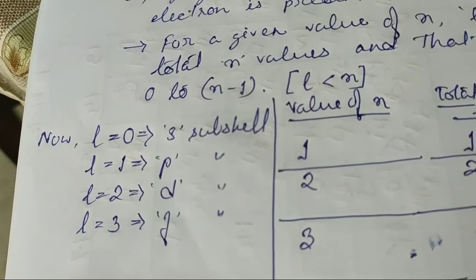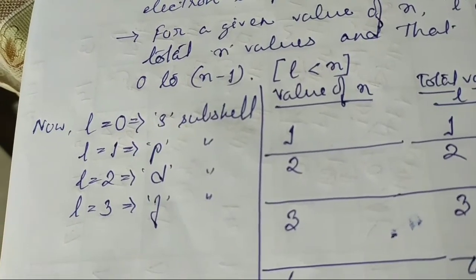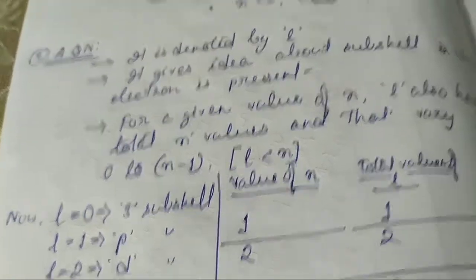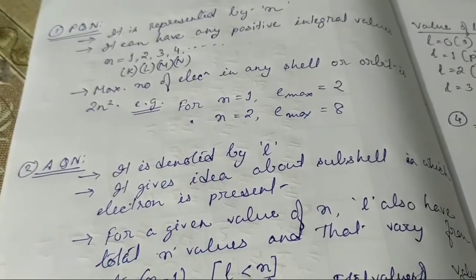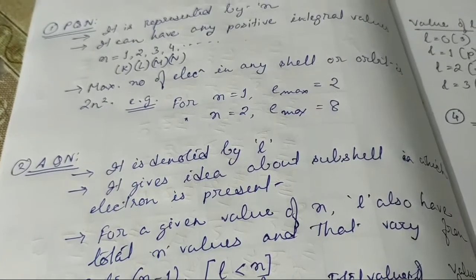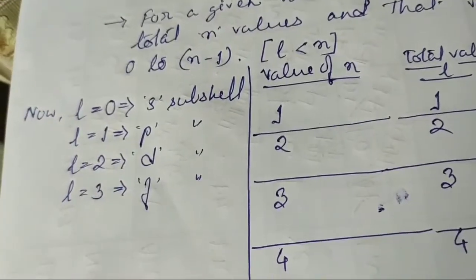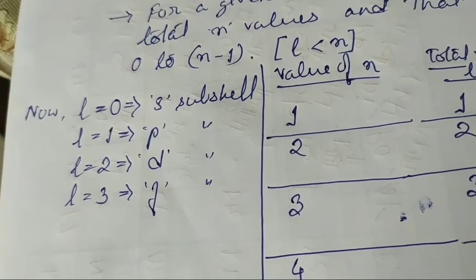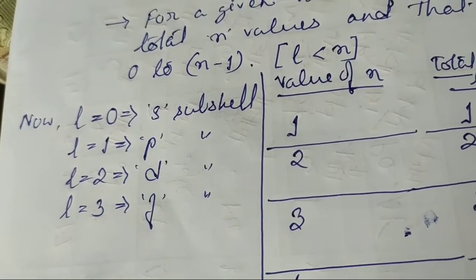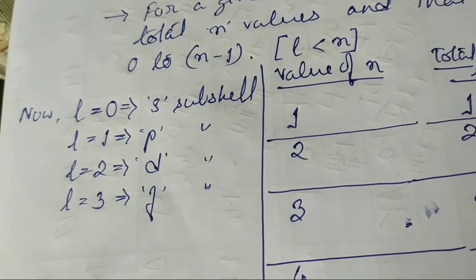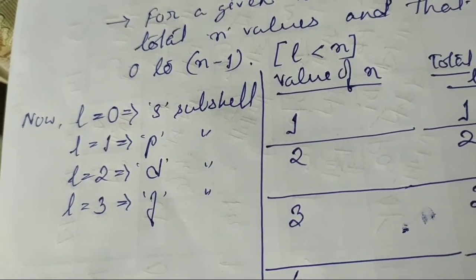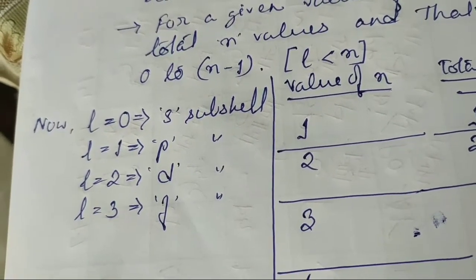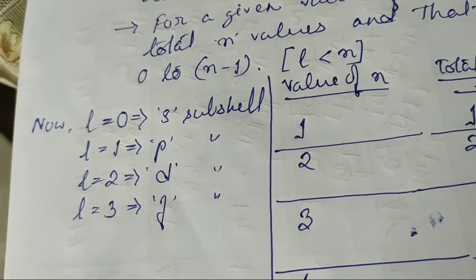Now we are coming to the naming portion. As we have already seen, for n equal to 1 it is the K shell, 2 it is the L shell, like that. For l equal to 0 it is known as the s subshell. For l equal to 1 it is known as the p subshell. For l equal to 2 it is the d subshell. For l equal to 3 it is the f subshell.